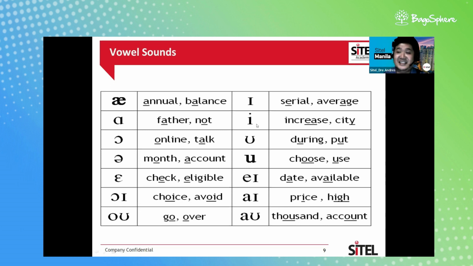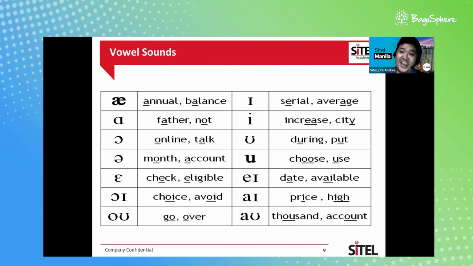Next sound is what we call the long U sound. This is when you pout your lips. Ooh. And how do you say the words? It's choose and use. Here's a tip. Every time you see an S in between two vowel sounds, it can be a Z sound. So you can say choose and use.